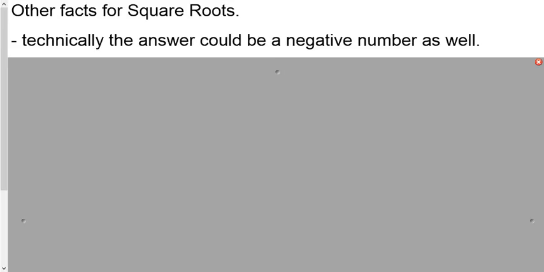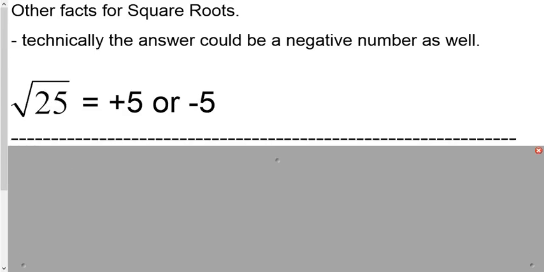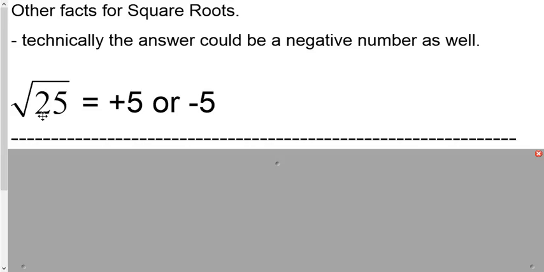Let's take a look at a few other things you might need to know. First off, technically the answer could be a negative number as well. So when we look at the square root of 25, we'd say, well, positive 5 times positive 5 is 25. But we've also got to look at this situation. There's 5 times 5 equals 25, but then there's also negative 5 times negative 5 equals positive 25. So the answer could be a positive 5 or negative 5.